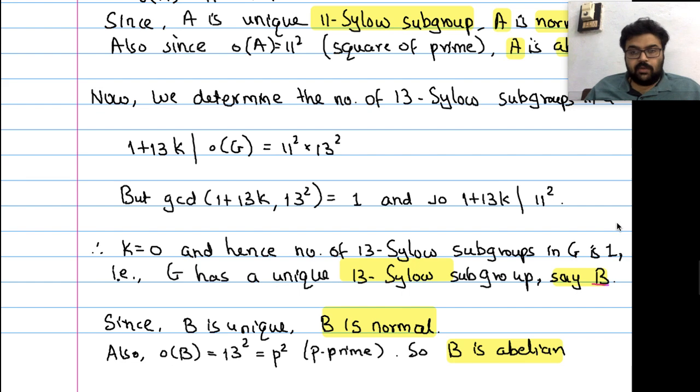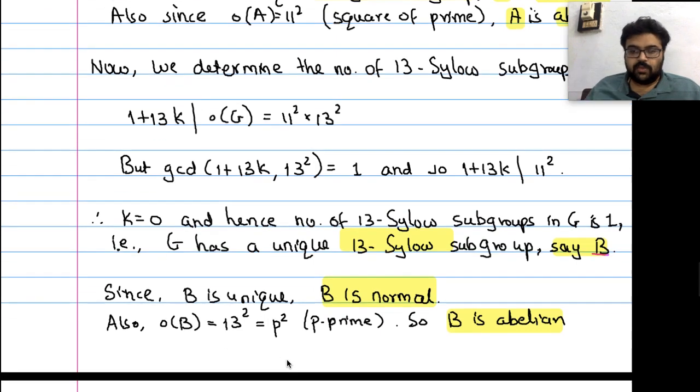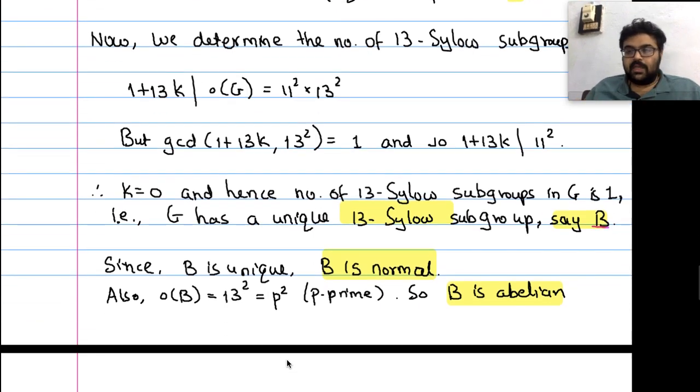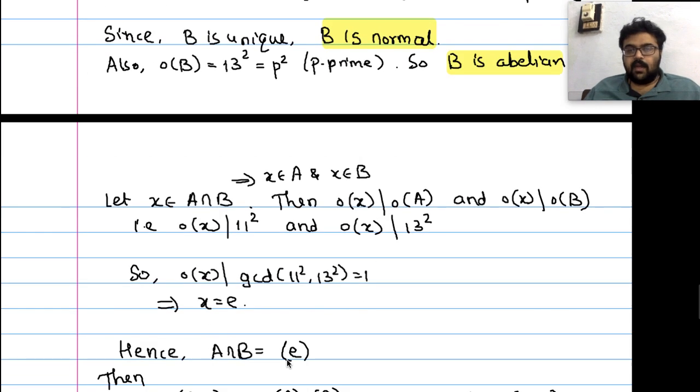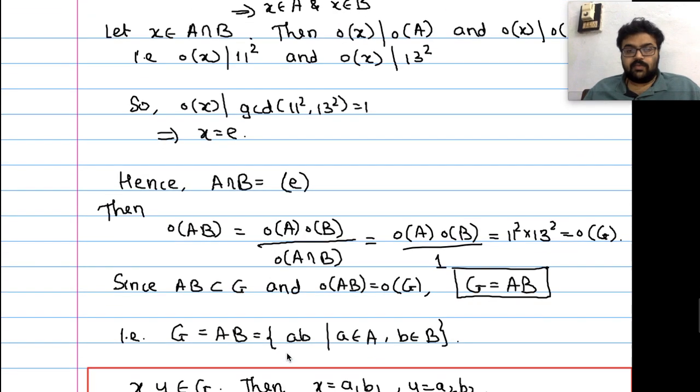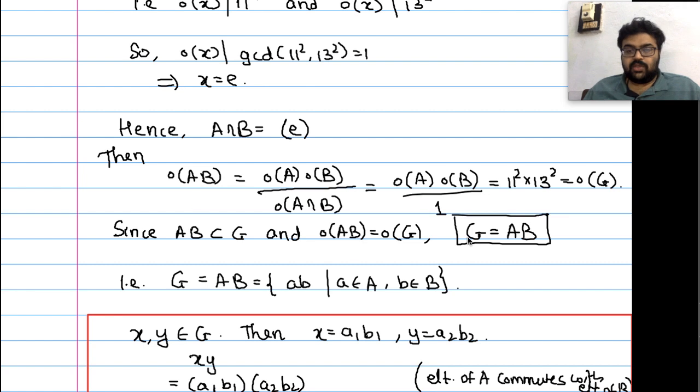And what is the order? The order is the highest power of 13, so 13 square. That is also of the form P square, so B is abelian. So we have a unique 11 Sylow subgroup A and a unique 13 Sylow subgroup B. Both are normal, both are abelian. And the intersection, of course, is the identity, because one has order a power of 11 and the other a power of 13, so the GCD is 1. That is what we have done. And so G equals AB.